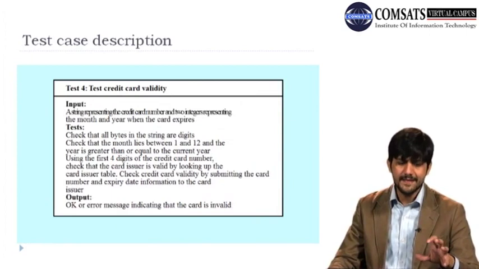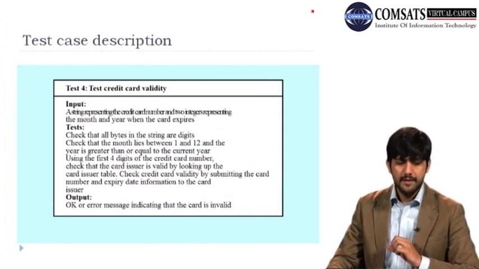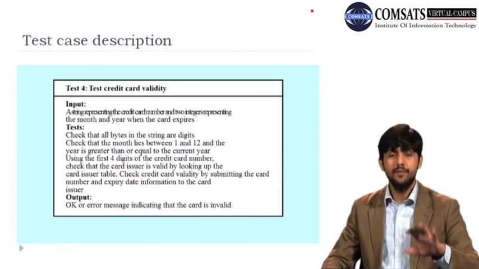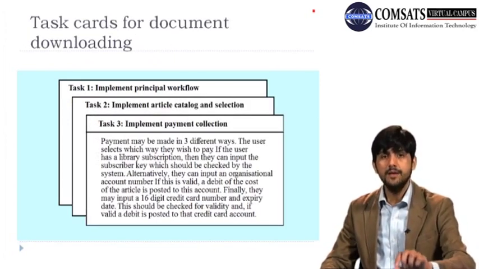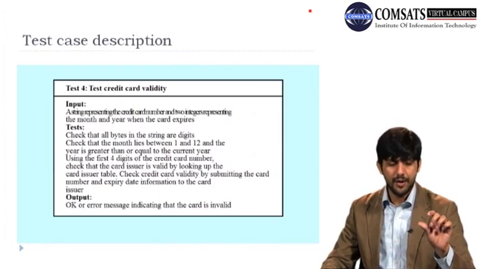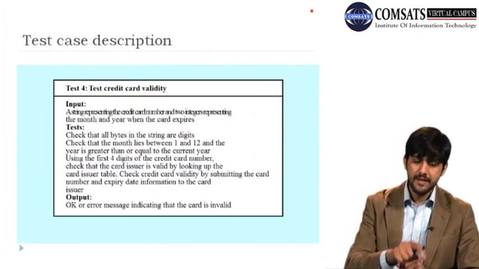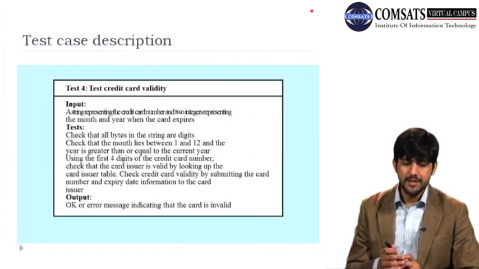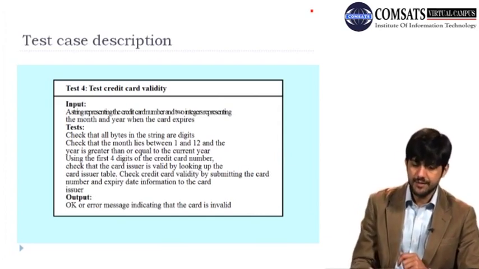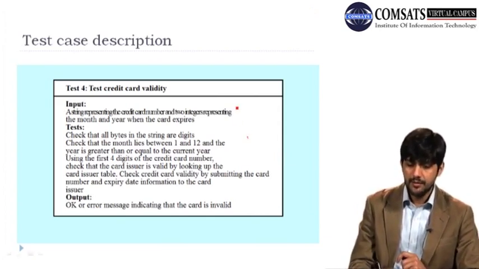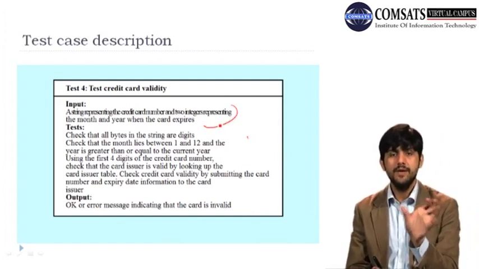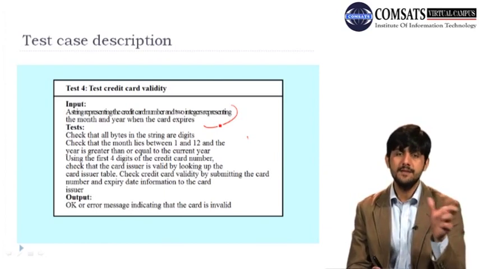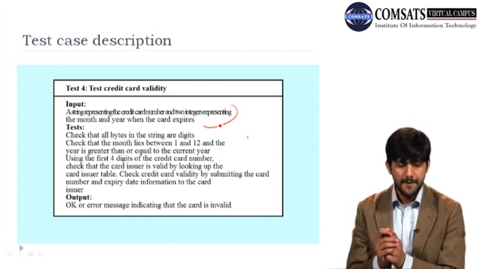So what would be the test case description? Test credit card validity. Out of those three options, we are just checking the final one, whether the credit card number was valid or not. So the inputs are a string representing the credit card number and two integers representing the month and year when the card expires. So we know the inputs to this particular test: a 16-digit credit card number, and two separate values, one representing the month and one the year of expiry of the card.